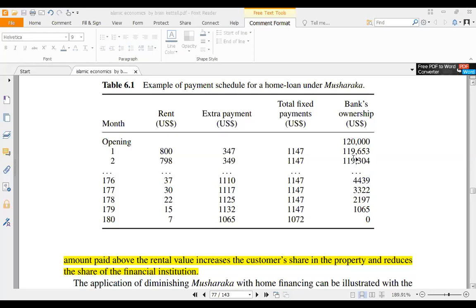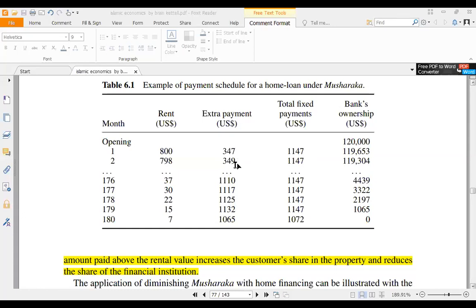अब जितना शेयर होगा 1,000 में उतना रेंट जाएगा. पहले 80% शेयर था 800 रेंट था. अब शेयर कितना है 79.8 समथिंग परसेंट है. अब रेंट कितना होगा $798. अब रिमेनिंग पेमेंट कितनी होगी 1,147 रुपये में से 798 जो बैंक को रेंट चला गया है वो निकाल दें. रेंट के बाद एक्स्ट्रा पेमेंट कितनी बनेगी $349.